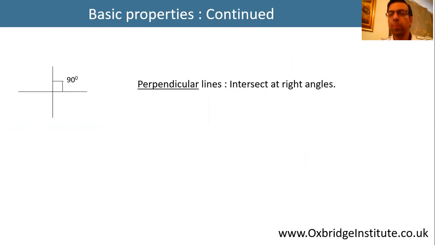Now we talked about perpendicular lines intersecting at right angles. So we understand now that this means that the angle between the lines as shown in the image is 90 degrees.